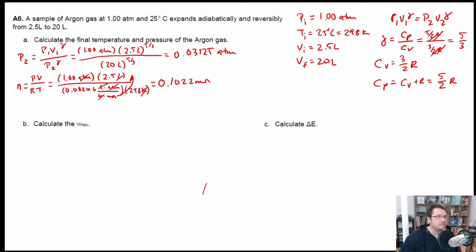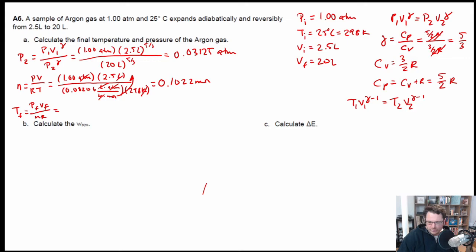There are two approaches to it. We can use the approach that I'm going to do now, where I simply use T final is equal to P final V final over NR. The other equation you can use is the relationship T1 V1 to the power of gamma minus 1 is equal to T2 V2 to the power of gamma minus 1. You can use either one. They should give you the exact same values, though it's probably going to be slightly different depending on the amount of error that gets introduced, but that's fine.